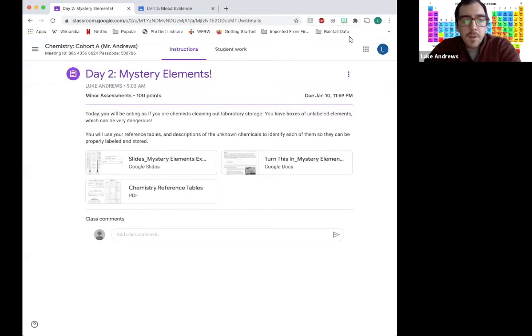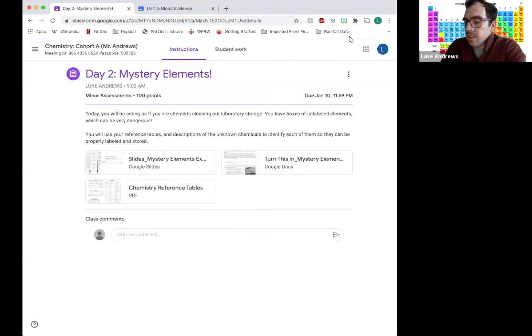All right, so today you're going to be acting as chemists cleaning out laboratory storage. You have boxes of unlabeled elements, which can be very dangerous. You will use your reference tables and the descriptions of the unknown elements to identify each of them so that they can be properly labeled and stored.